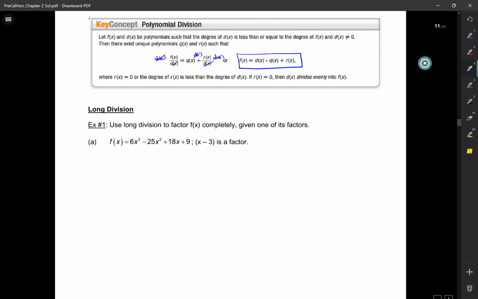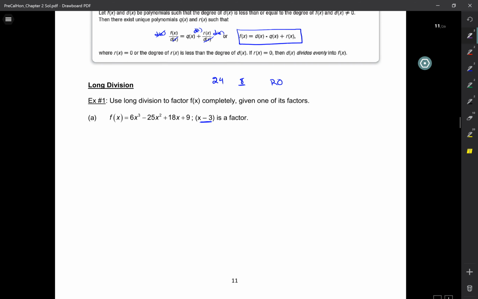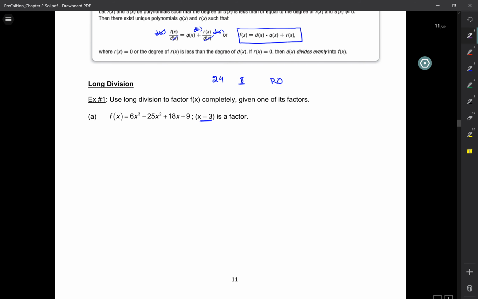All right, so let's do our first example of long division. Now, it says that x minus 3 is a factor of this polynomial. So let's talk about what factors mean. If I have the number 24 and I know that 8 is a factor, I know that if I divide 24 by 8, I'm going to get a remainder of 0. So let's just start dividing this and see if we are going to get a remainder of 0.